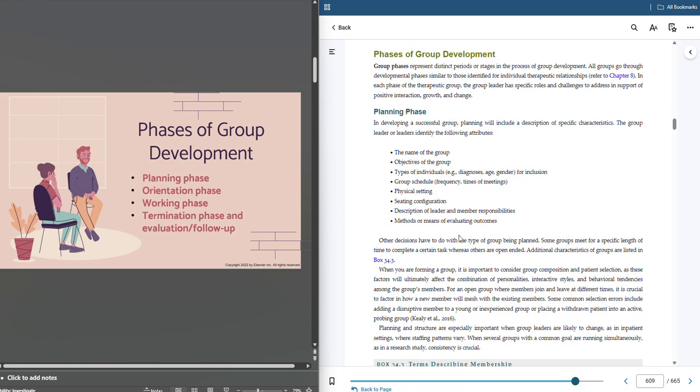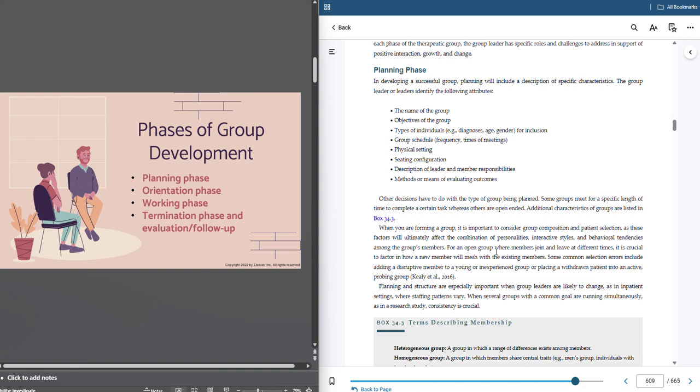So phases of group development. A group goes through distinct phases during development, and in each phase, the leader has roles and challenges to support the growth and change of all group members. In the planning phase, this includes specific characteristics for the group, such as name, objectives, types of individuals, schedule, setting, seating layout, leader and member responsibility, and the method to evaluate outcomes.